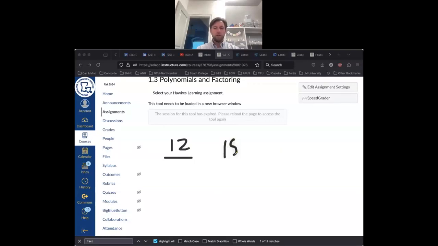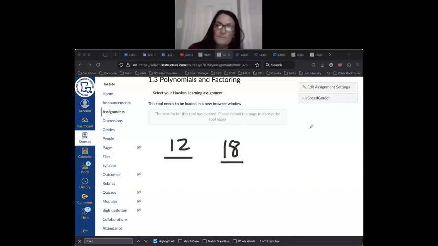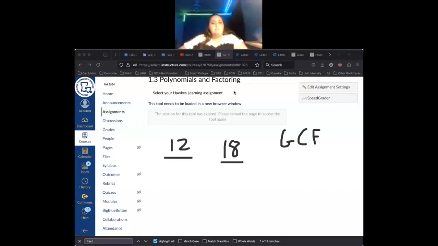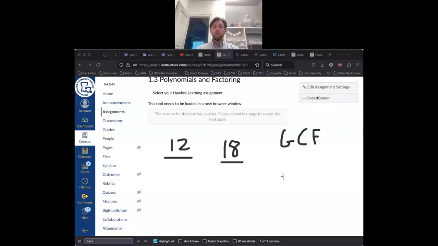Okay, so what I want to know is what is the GCF between them? Now, what is the GCF before we get too far along? Greatest common factor, right. So how would we do that as a definition?